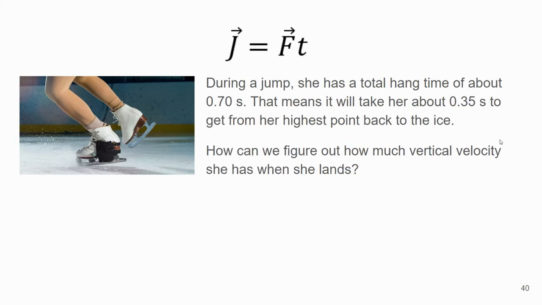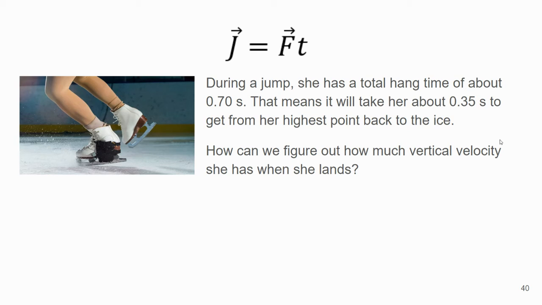So I Googled this. During a jump, a skater might have a hang time of about 0.7 seconds. So that means from the ice to her highest point takes about 0.35 seconds, and from her highest point back down to the ice also takes about 0.35 seconds because the down motion mirrors the up motion.